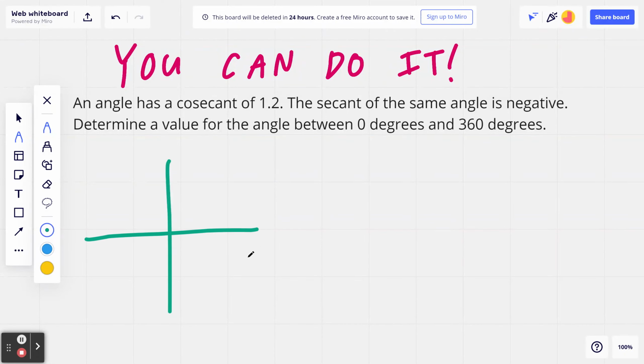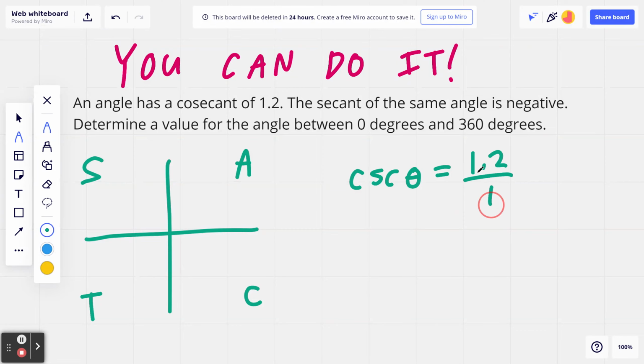Step 1. Draw a diagram. Write down CAST. From the given, the cosecant of this angle, let's call this angle theta, equals 1.2. Don't think about 1.2 as 1.2, but instead write this as 1.2 divided by 1.